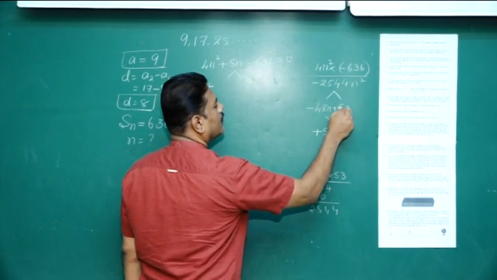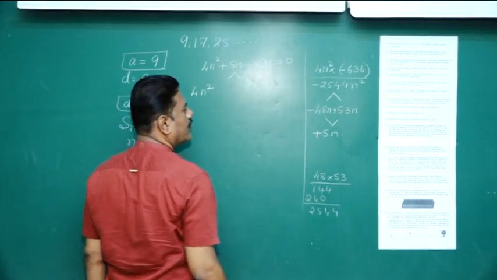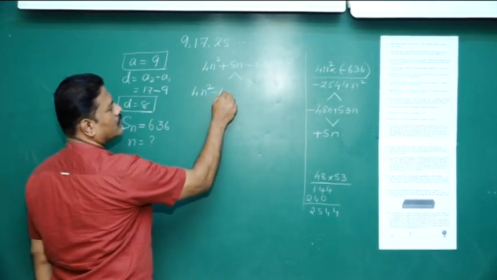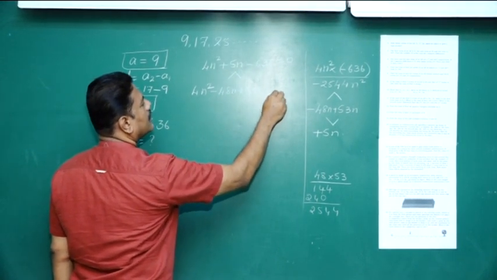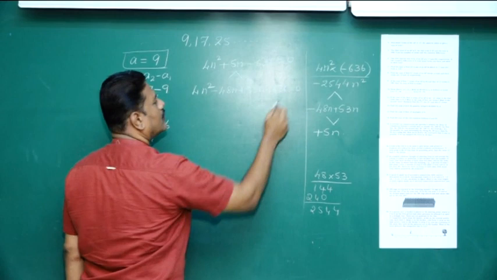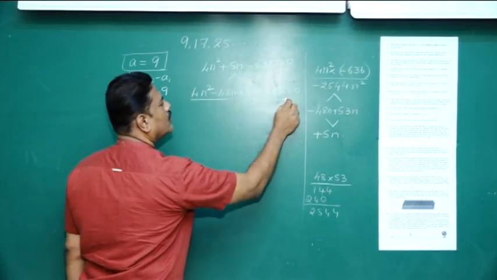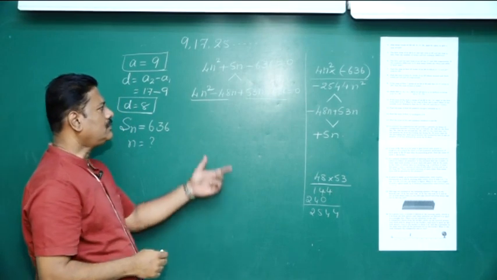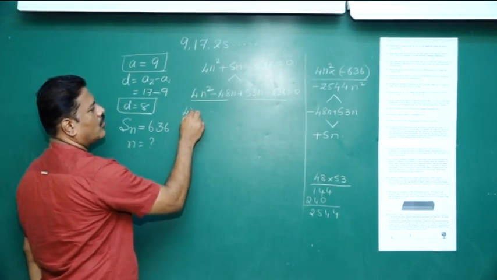Now I split and write these factors as minus 48n plus 53n minus 636 is equal to 0. Now you have 4 terms there. Group it into 2 terms. Take out the common factor in the first group. So you can take out 4n.